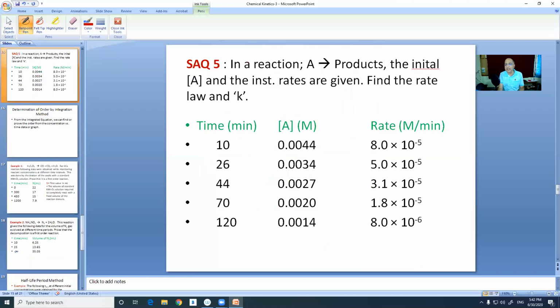Similarly, here also rate is given. You are masters at finding the order. This is again a single reactant. So many data. What is the need of so many data? 10 minutes, 26 minutes, doesn't matter. The initial concentration and the instantaneous rates are given, find the rate law. So what best can we take?